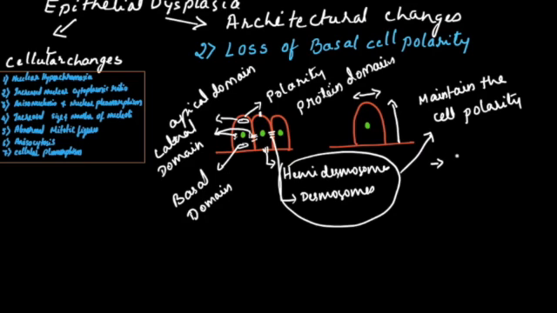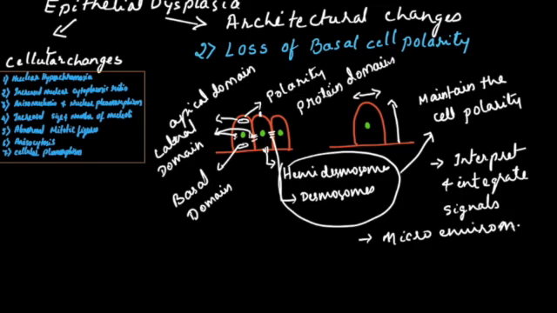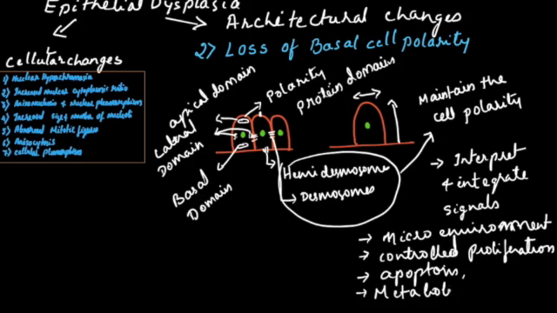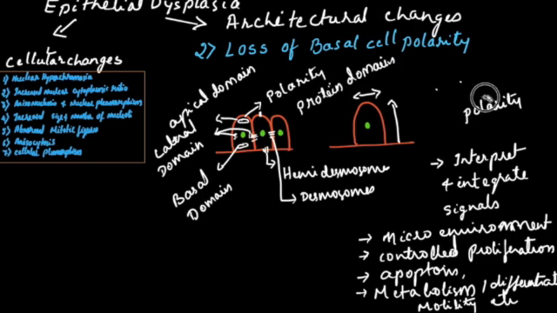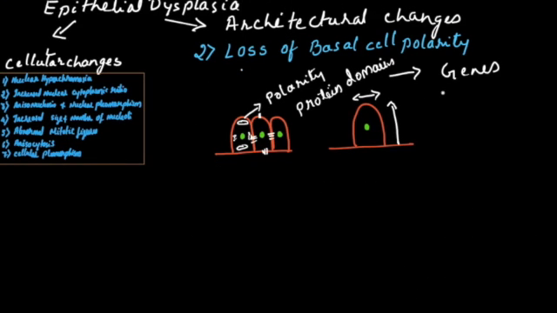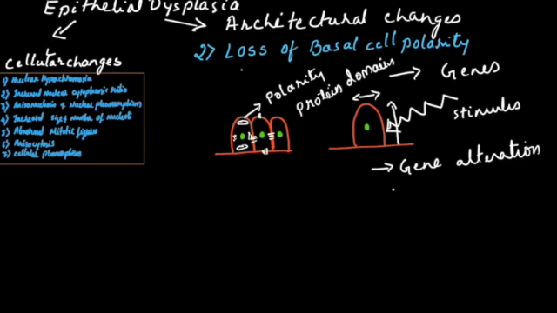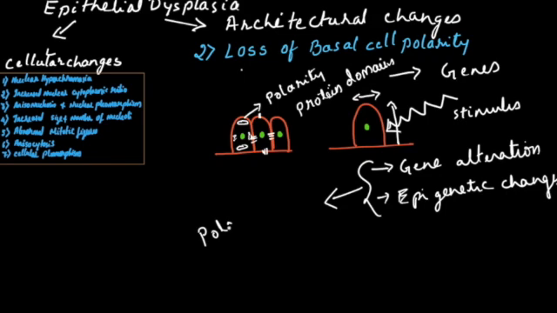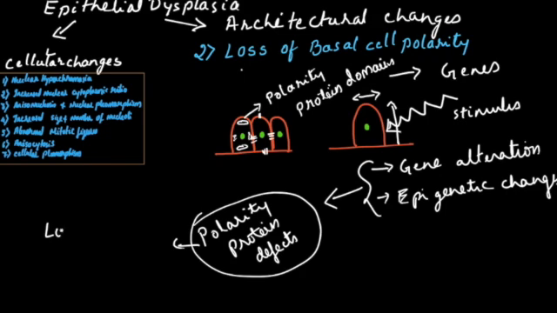Polarity is important for a cell to maintain its integrity, to help in interpreting and integrating signals, microenvironment maintenance, controlling proliferation, apoptosis, metabolism, differentiation, and also maintaining motility of the cells. So that is the importance of having proper cell polarity. These polarity proteins are controlled by certain genes, and whenever there is a mutation due to some stimulus, the gene undergoes alterations. There are some epigenetic changes leading to polarity protein defects, leading to loss of polarity in the basal cells.